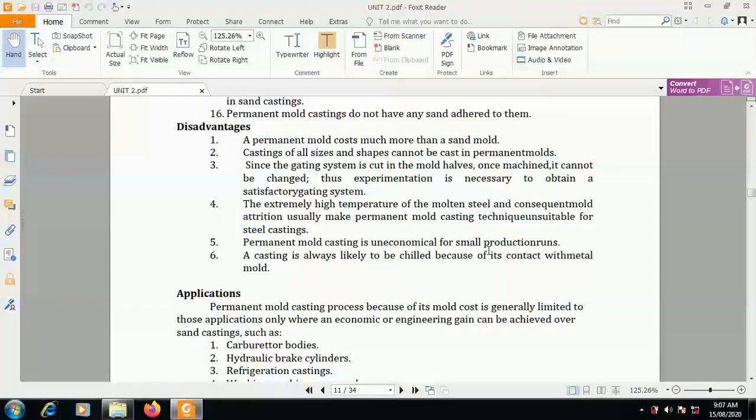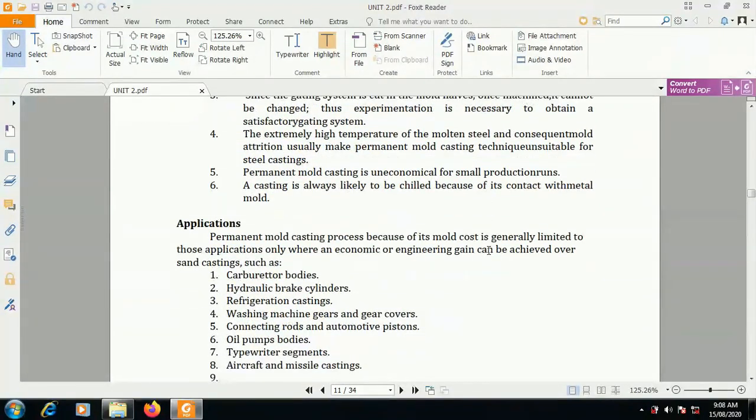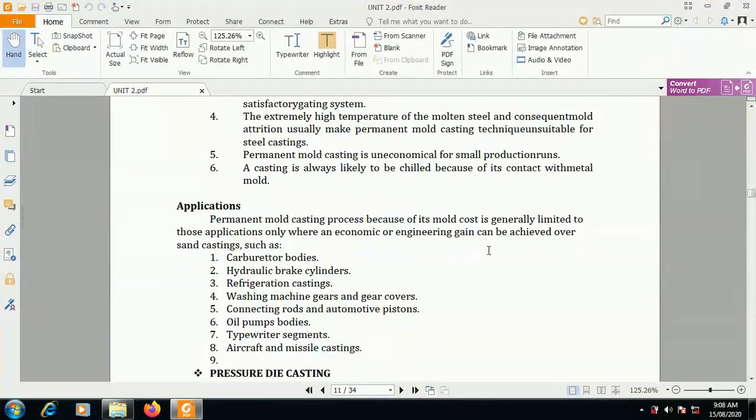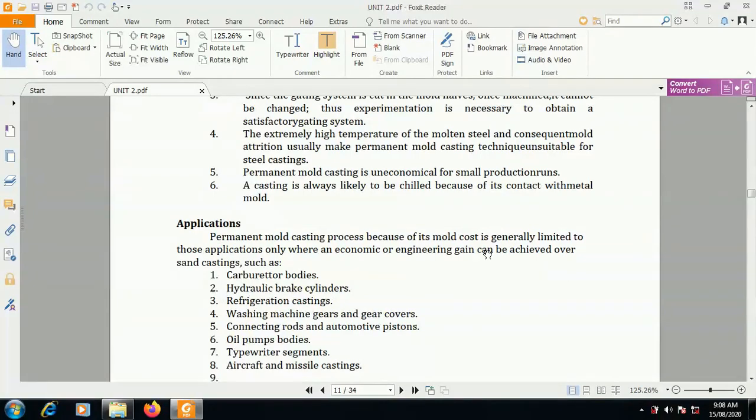These are the disadvantages. Now we will see various applications of this permanent mold casting, that is carburetor bodies, hydraulic brake cylinders, refrigeration castings, typewriter segments, aircraft and missile castings, connecting rods and automotive pistons. All these are small components you can manufacture by using this permanent mold casting or gravity die casting. In the next lecture we will see pressure die casting.